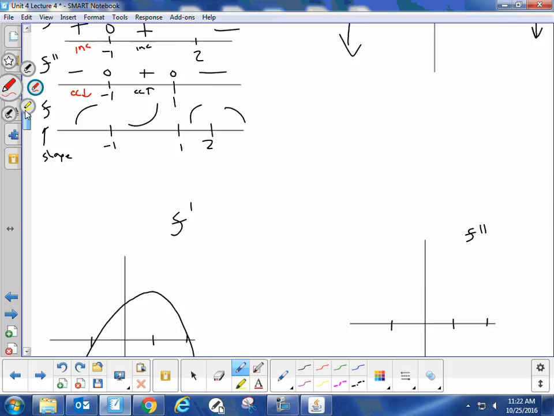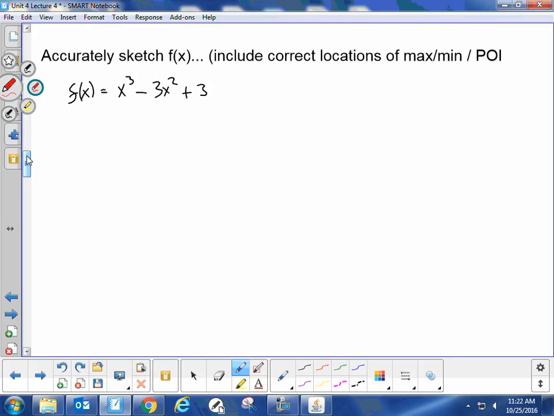But if I'm given the original function, I don't guess. I can find specific values, x, y values, where these interesting locations are. So I'm going to accurately sketch f, but I'm going to include the correct locations. What do I mean by the correct locations? Well, now I want you to find the y values.